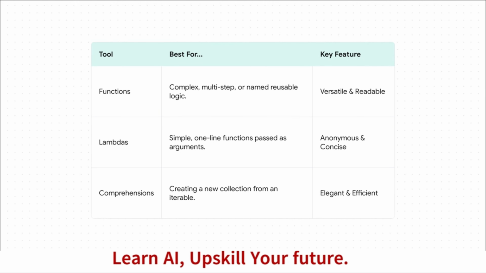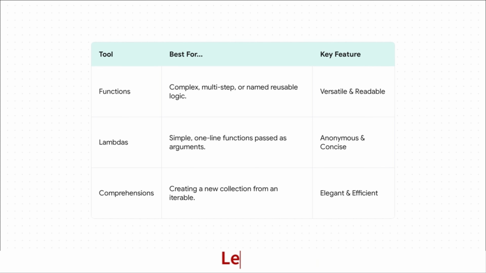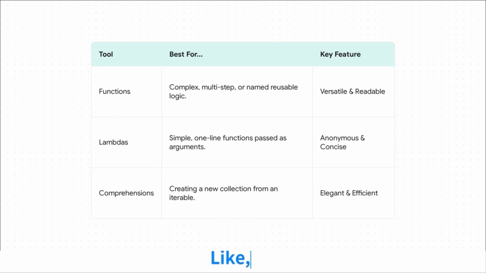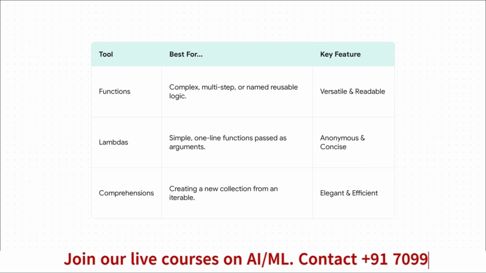Use a full def function when your logic is complex. It has multiple steps or you plan on reusing it in a bunch of different places. Reach for a lambda when you need a simple, one-off, kind of throwaway function to pass into another function like sort or map. And if your only goal is to create a new collection from another one, a comprehension is almost always the most elegant and efficient choice you can make.